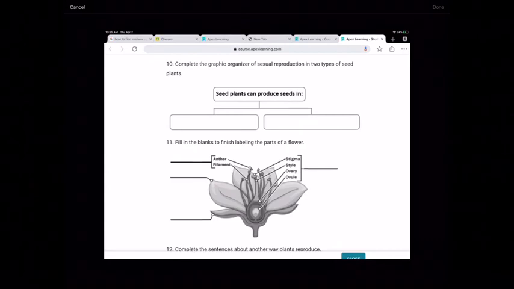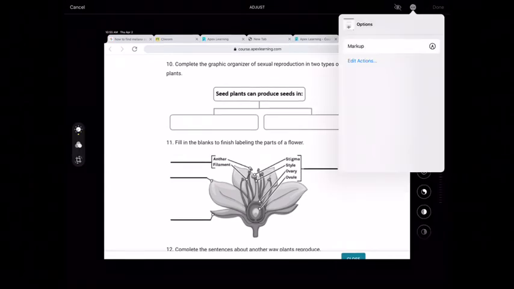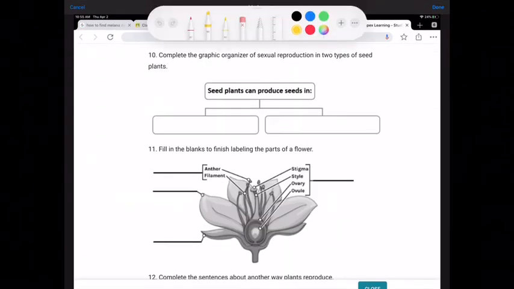And last, we have 2 more sections here. This one, and then a quick question. So complete the graphic organizer of sexual reproduction in 2 types of seed plants. So seed plants can produce seeds in cones and flowers. And now they're asking us to fill in the blanks here to label the flower.